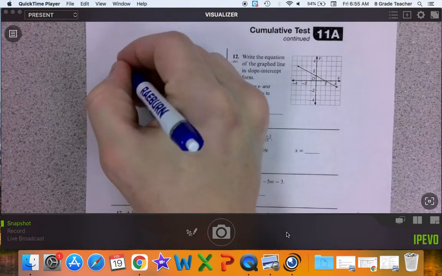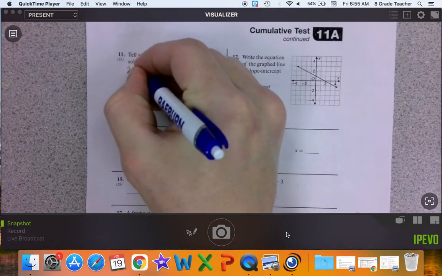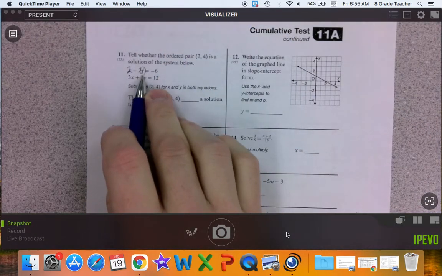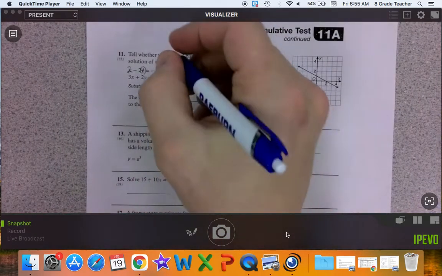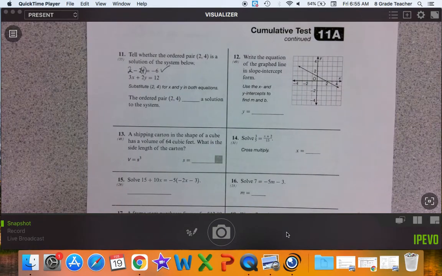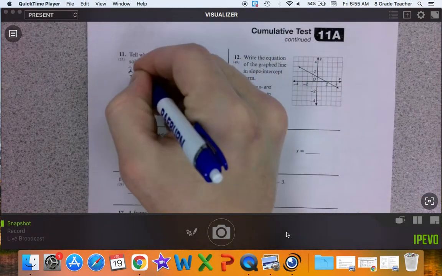So let's do so. The x would go here, that's a 2. The y would go here, that's a 4. Let's do the math. 2 times 4 is 8. 2 minus 8 is negative 6. Check, that makes sense. Plug in the next one. This would be a 2, this would be a 4.